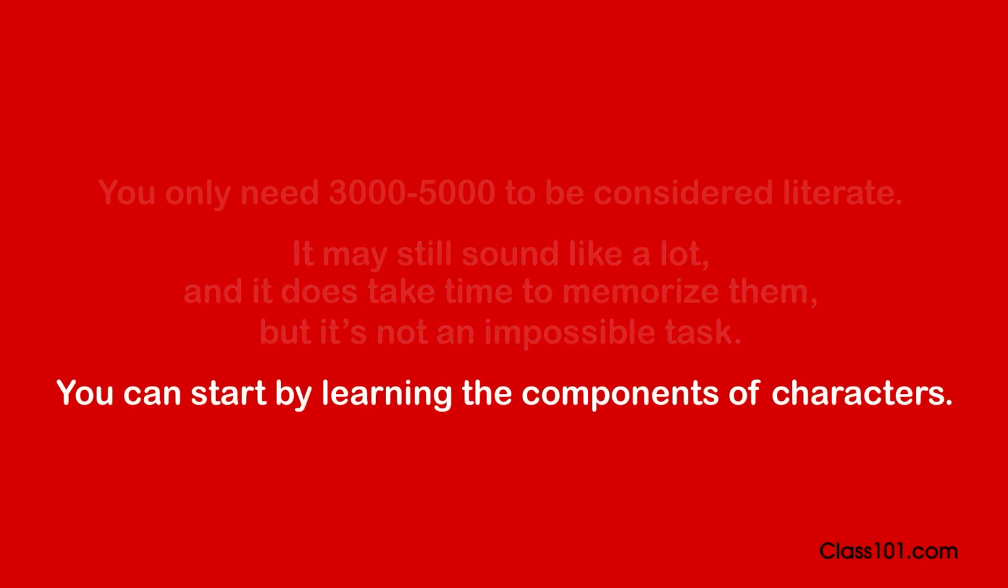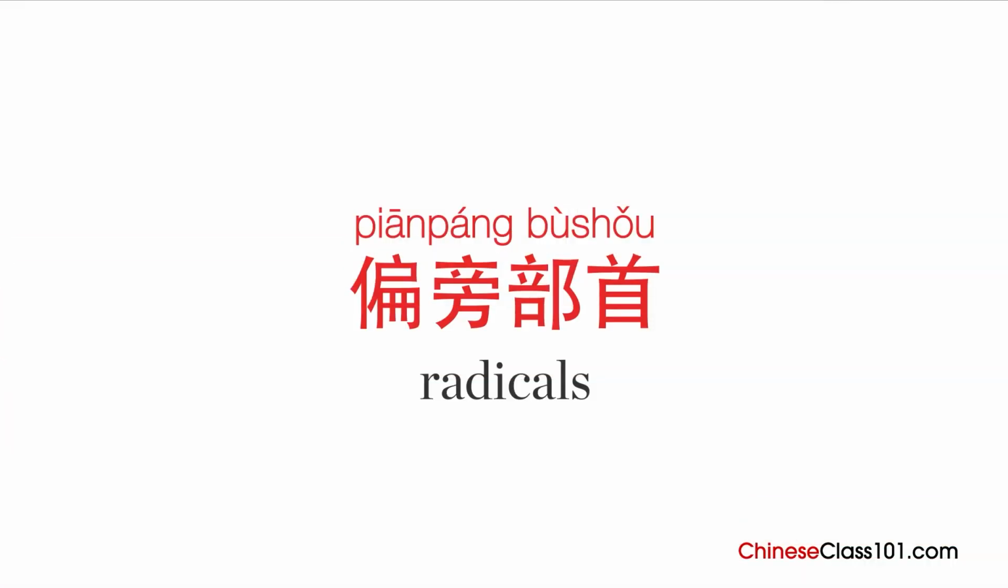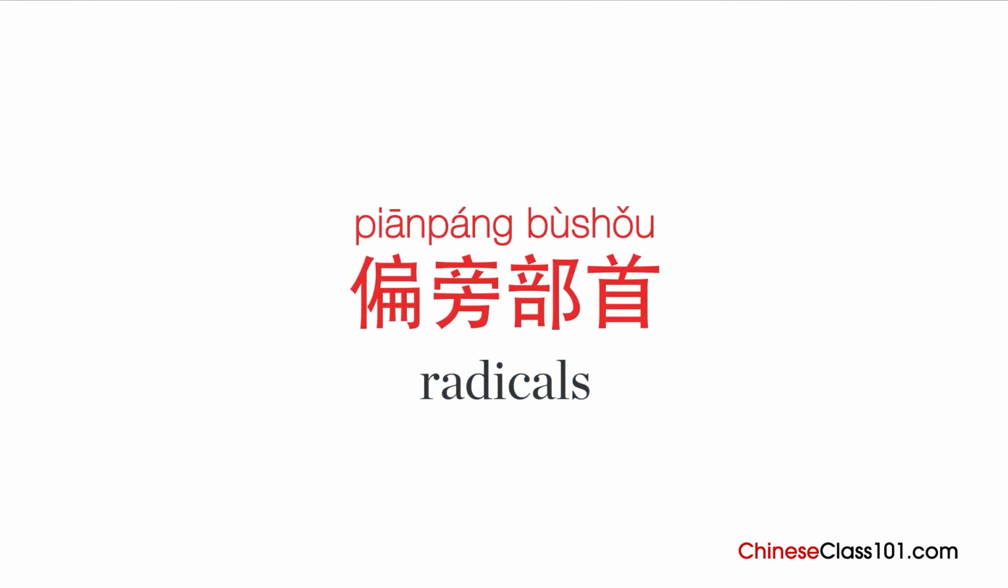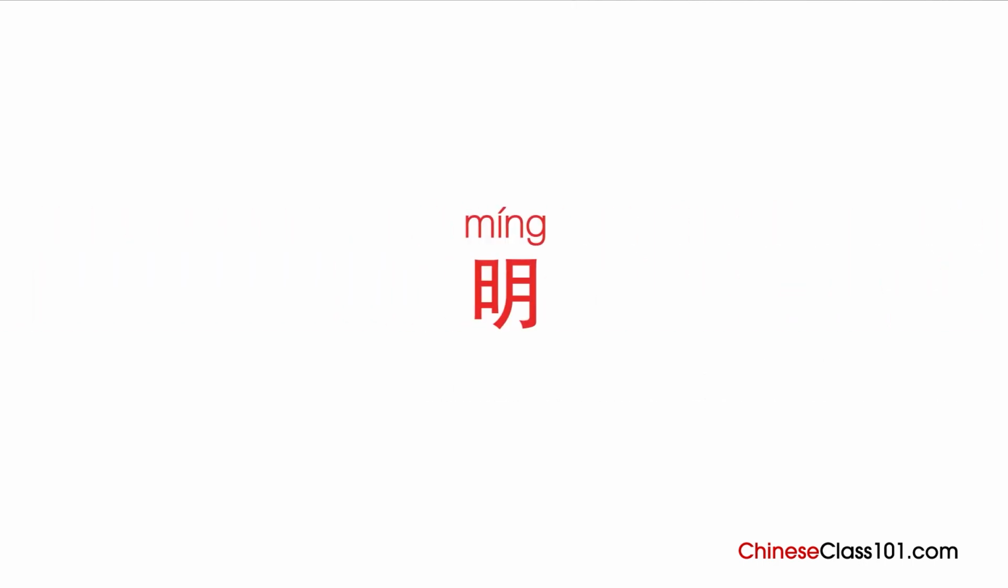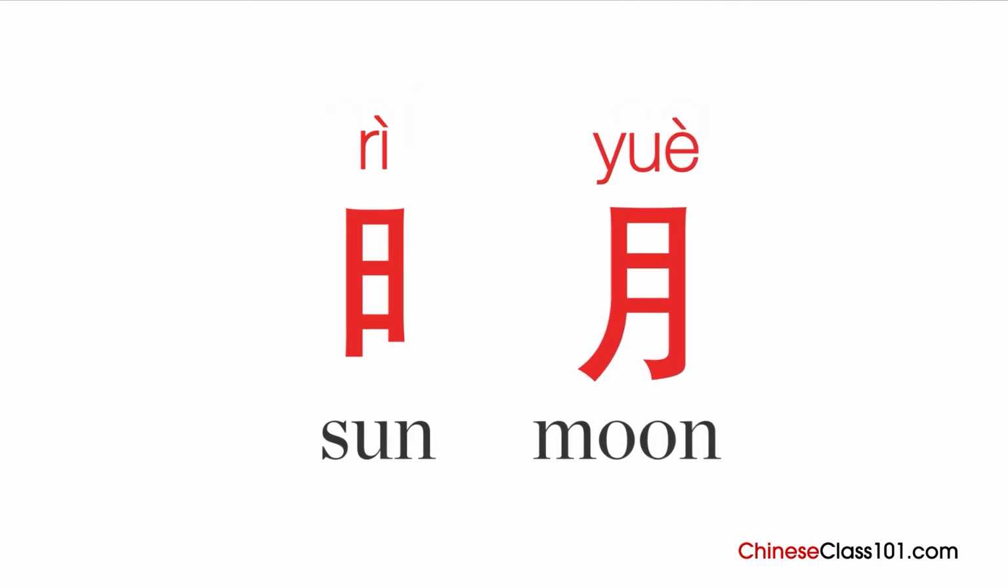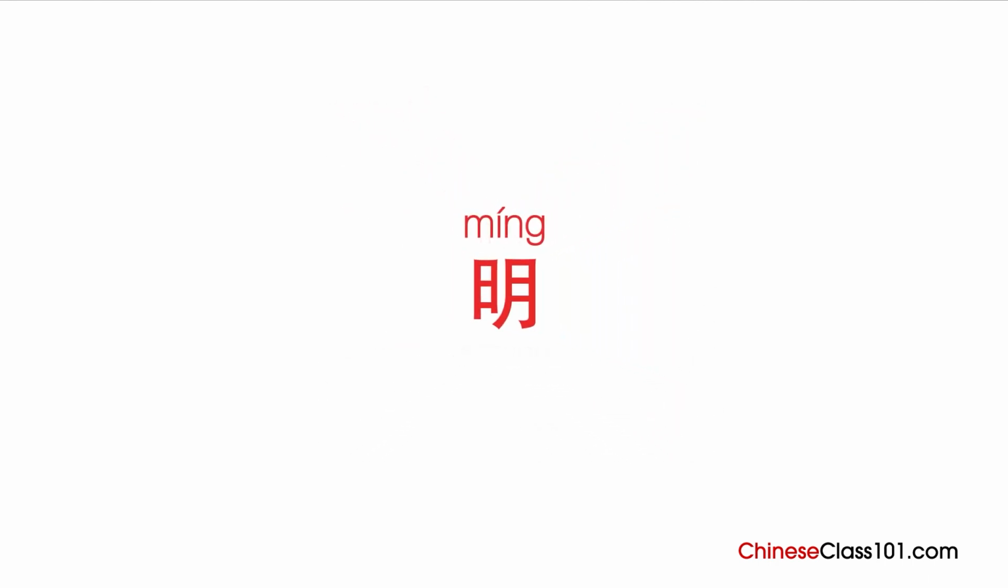You can start by learning the components of characters, which are called radicals, 偏旁部首. This will make it much easier to recognize, remember, and reproduce characters. For example, the character 明 is made of 2 radicals, 日 and 月, sun and moon. When you put the radicals sun and moon together, we get the character 明. The most common meaning for the symbol is bright.